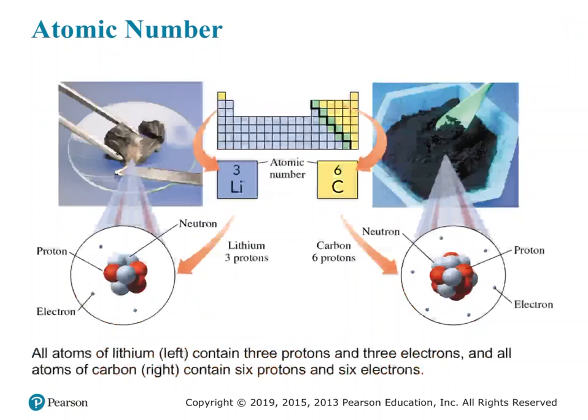So again, if we were to zoom in on different elements, let's say we zoomed in on lithium, the atomic number of lithium is 3, that means lithium has 3 protons. If we could use a super special microscope that can look at a nucleus of lithium, we would find 3 protons in that nucleus. And for carbon, the atomic number is 6. So if we could zoom in on the nucleus of an atom of carbon, we would find 6 protons in the nucleus.